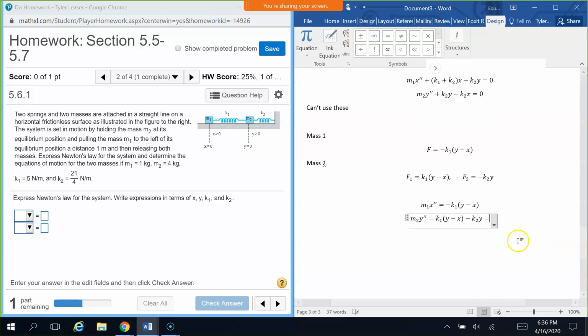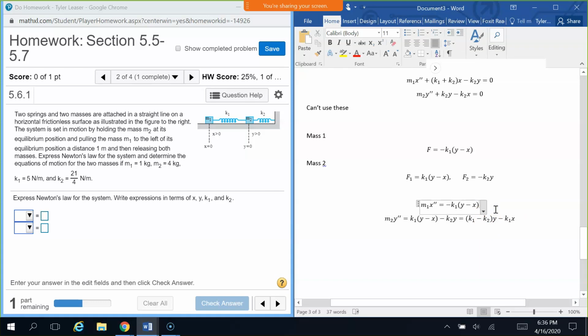All right, and then we can multiply this out and kind of combine stuff together. We'll combine the K's together. We'll have a K1 minus K2 that's acting on the y. And then we're going to have a negative K1 acting on the x. Okay. And then this one we can multiply out as well. Just negative K1 acting on the y plus K1 acting on the x.